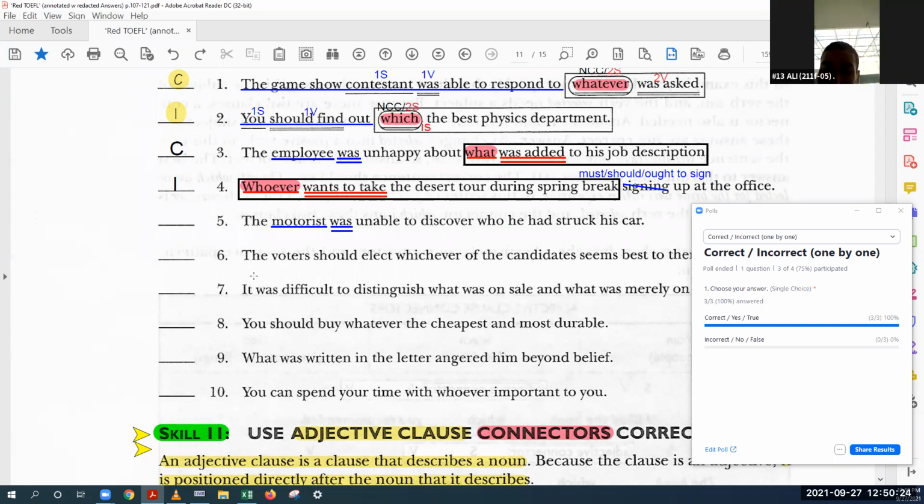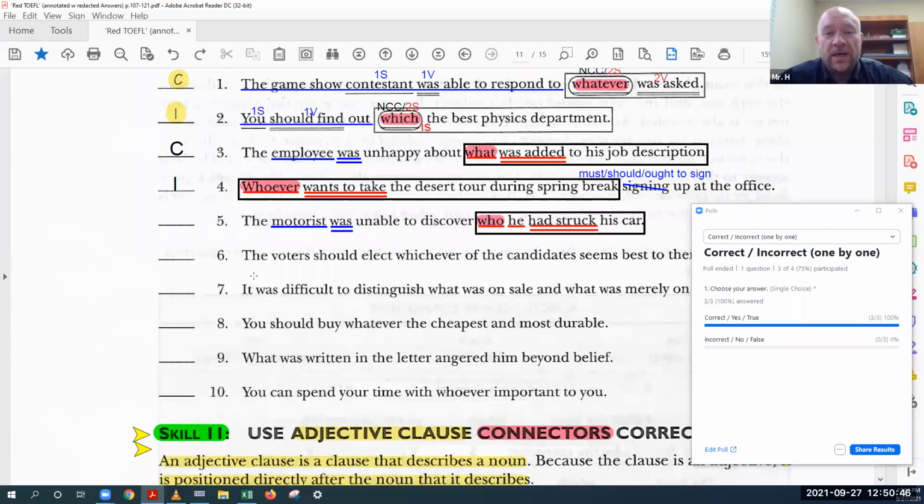No. Connector and subject. Ah, it's a connector and a subject. Yes. All right. What about he? Double subject. Oh, then what? So it's incorrect. And then how about a verb? Had struck. There you go.